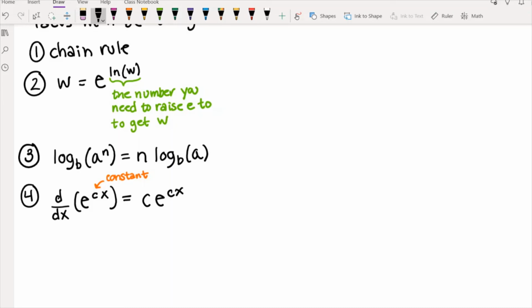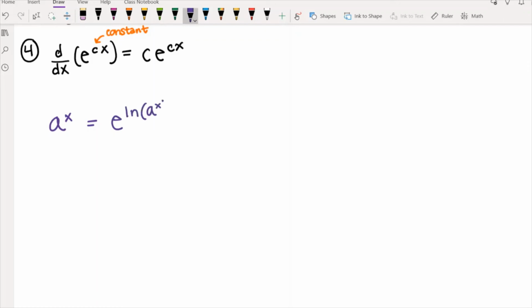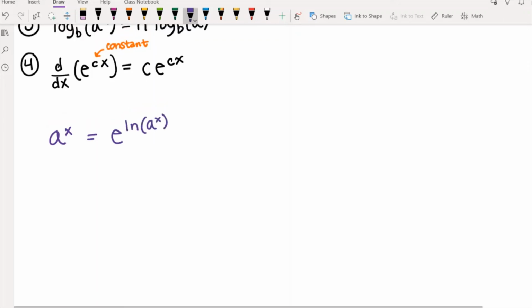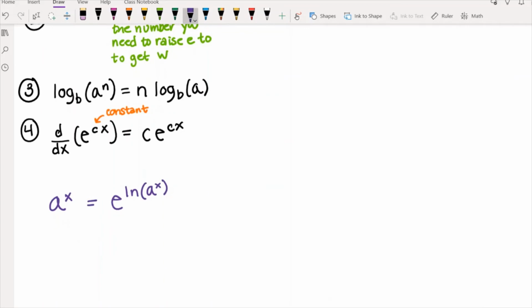Okay, so let's get started now on the actual proof. We're going to start by rewriting a to the x a different way. So a to the x can also be written as e to the ln of a to the x. So where did that come from? That's just this second rule that we have written down, and instead of w, we're using a to the x. So this is coming from fact number 2.